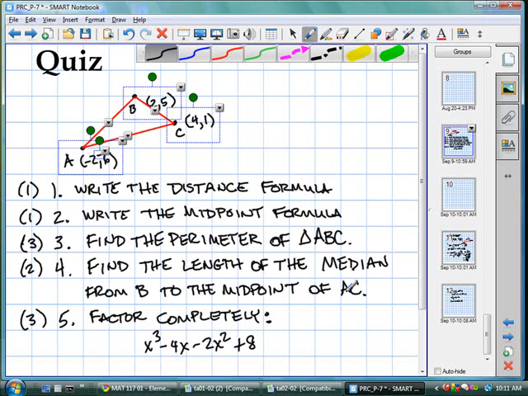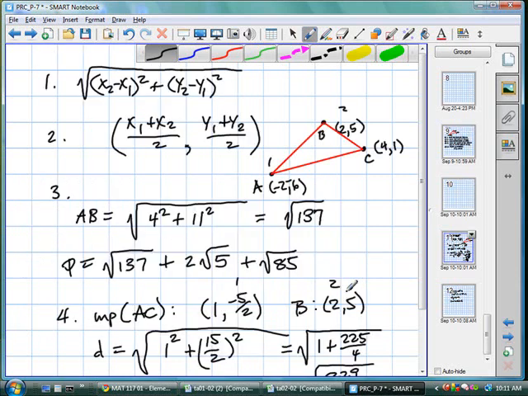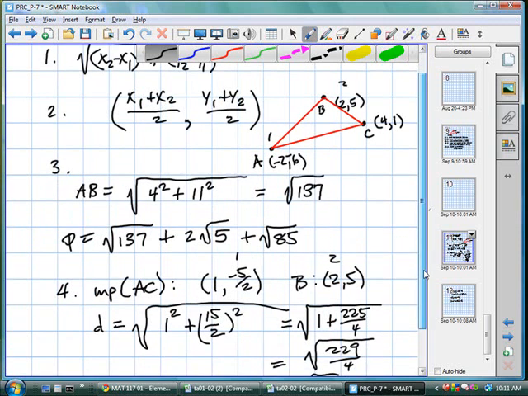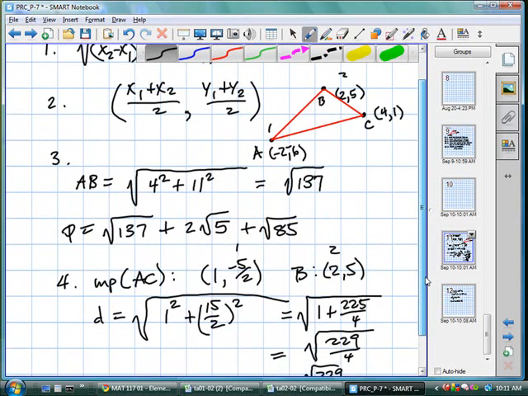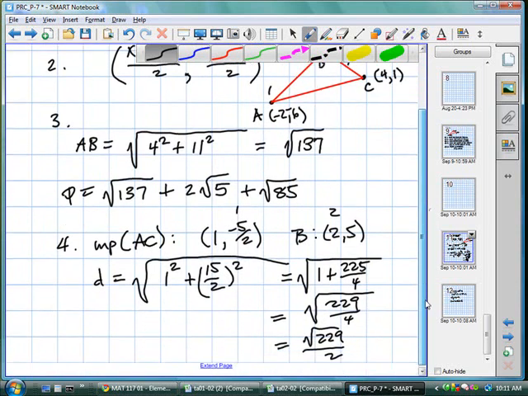Yep. Can you go back to form one more time? What was that? Oh yeah, the length of the median from B to the midpoint of AC. Okay, so did you get for the midpoint 1 comma negative 5/2? Yep, cool. The only thing that's confusing me is, you have midpoint AC is 1 and negative 5/2. Right. Then for the formula, you have 1 squared plus 15 over 2 squared.